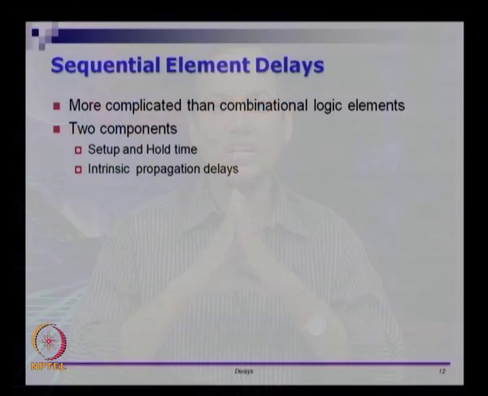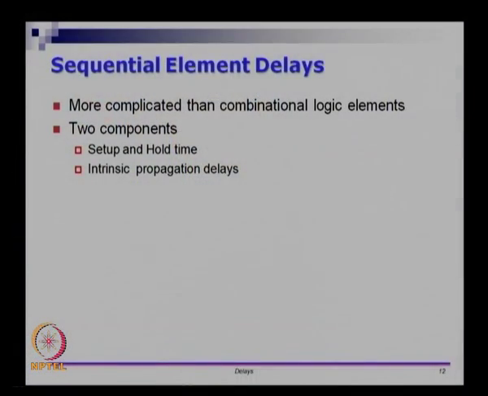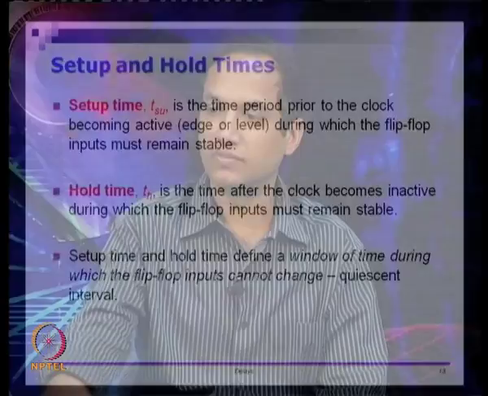The first kind of a delay is actually the intrinsic propagation delay itself, because your basic circuit, even a sequential element, still has gates inside, right. Because of that there is an intrinsic propagation delay, but there is something new which is there for sequential elements. They are called the setup and hold time. So, these are three different components of delays in a sequential element. The first two components are the setup and hold time, and the third component is the intrinsic delay in the gate itself. So, let us see what the definitions are.